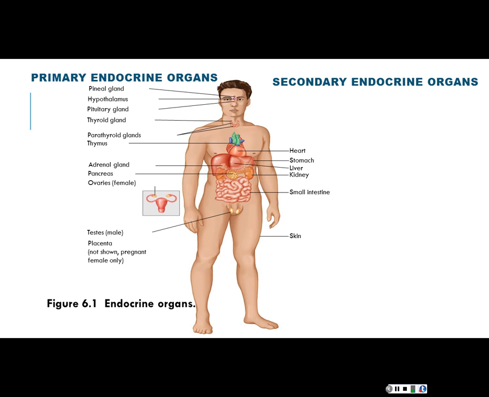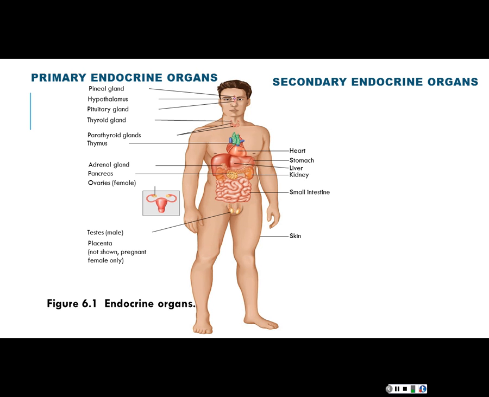A great example of a secondary endocrine organ would be your heart. When you think about the heart, do you think about hormone production? Probably not. But the heart does have the ability to produce a hormone called ANP, atrial natriuretic peptide. We'll talk about it in the 4th unit. But what do you think the main job of the heart is? Pumping blood. But it does have endocrine function, so we would call it a secondary endocrine gland.